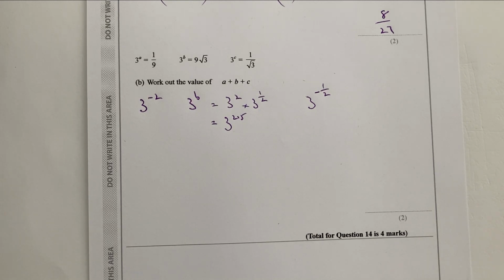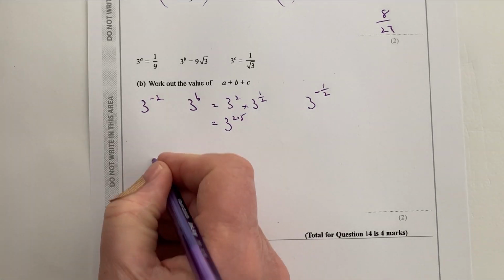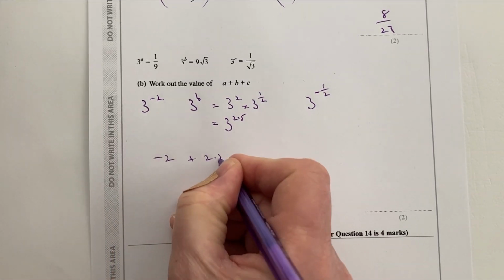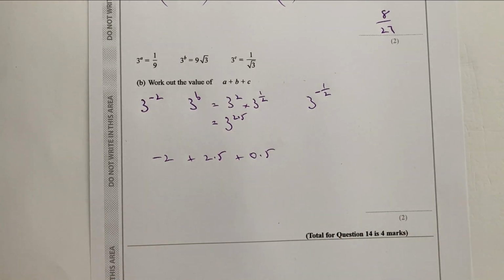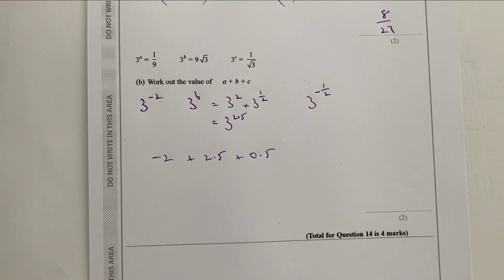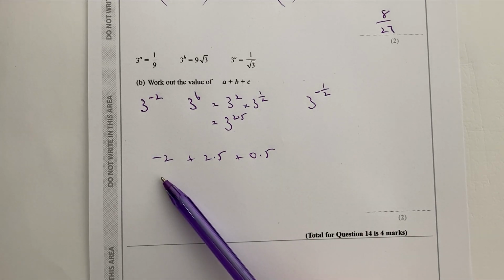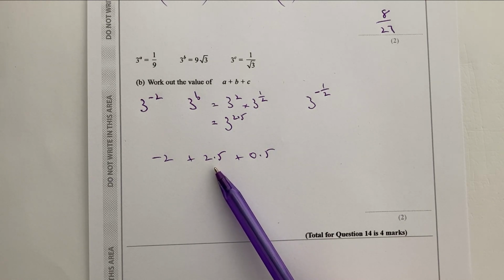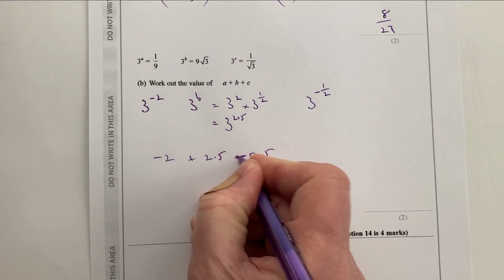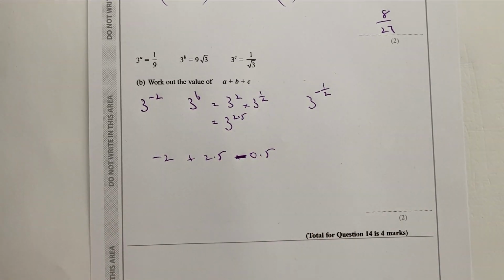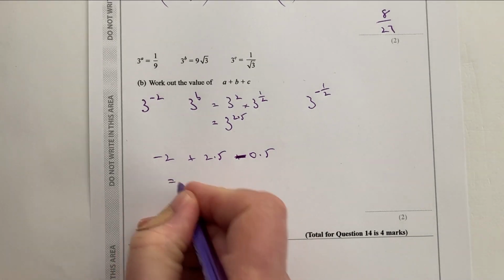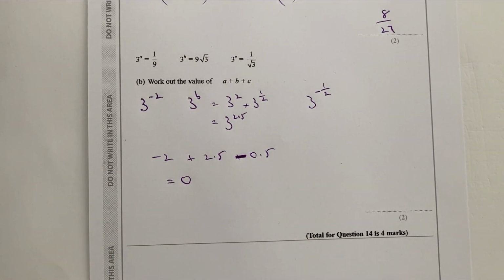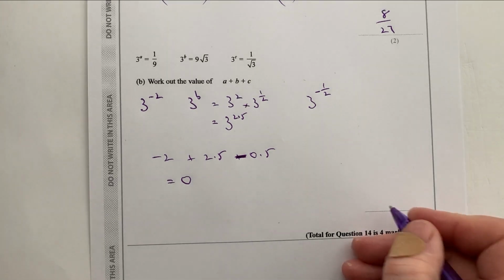Okay, so if I want to then add a plus b plus c, what I'm doing is I'm adding minus 2 plus 2.5 plus 0.5. I'm going to leave it all in decimals today. Okay, so minus 2 plus 2.5 is going to be plus a half. Oh, sorry, this is minus, isn't it? I beg your pardon. Minus 0.5. So actually then the value is going to be equal to 0. Okay, so the value of a plus b plus c is 0.